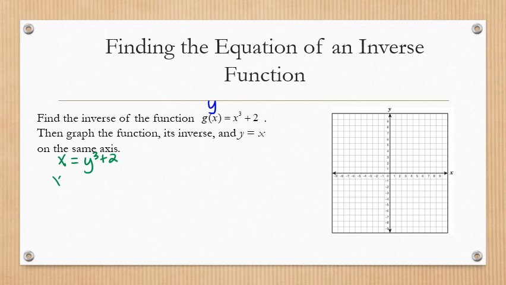To solve for y, we'll subtract 2 from both sides. And then to get y by itself, you would cube root both sides to get rid of that cubed. And then when I write this with inverse function notation, I get f inverse of x equals the cube root of x minus 2.